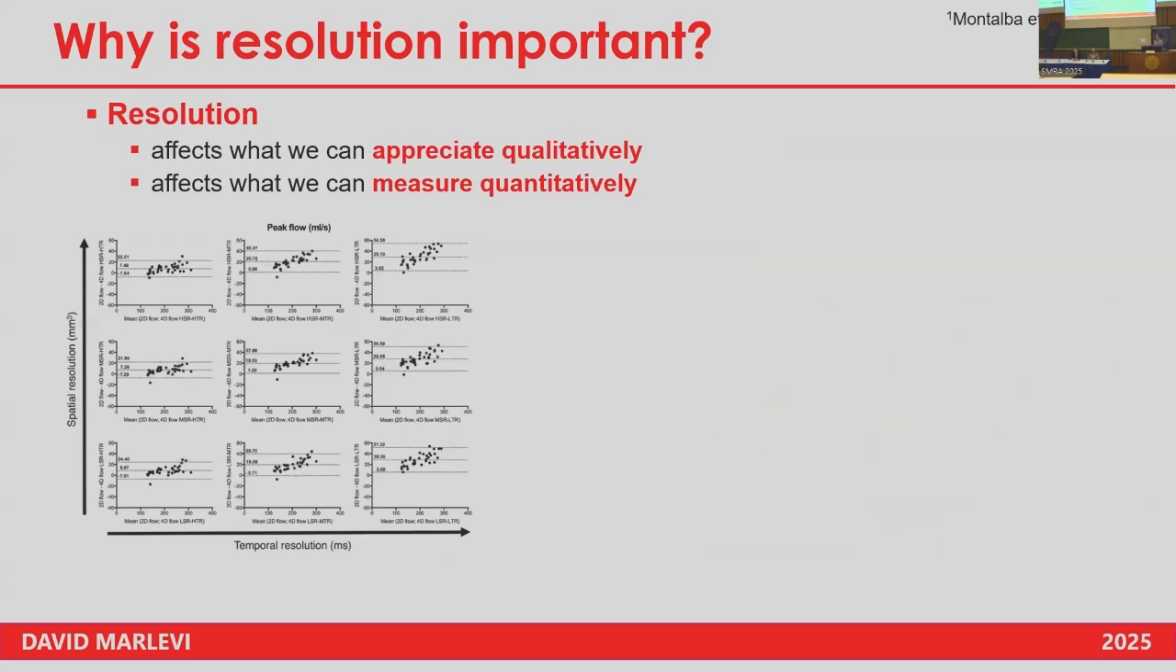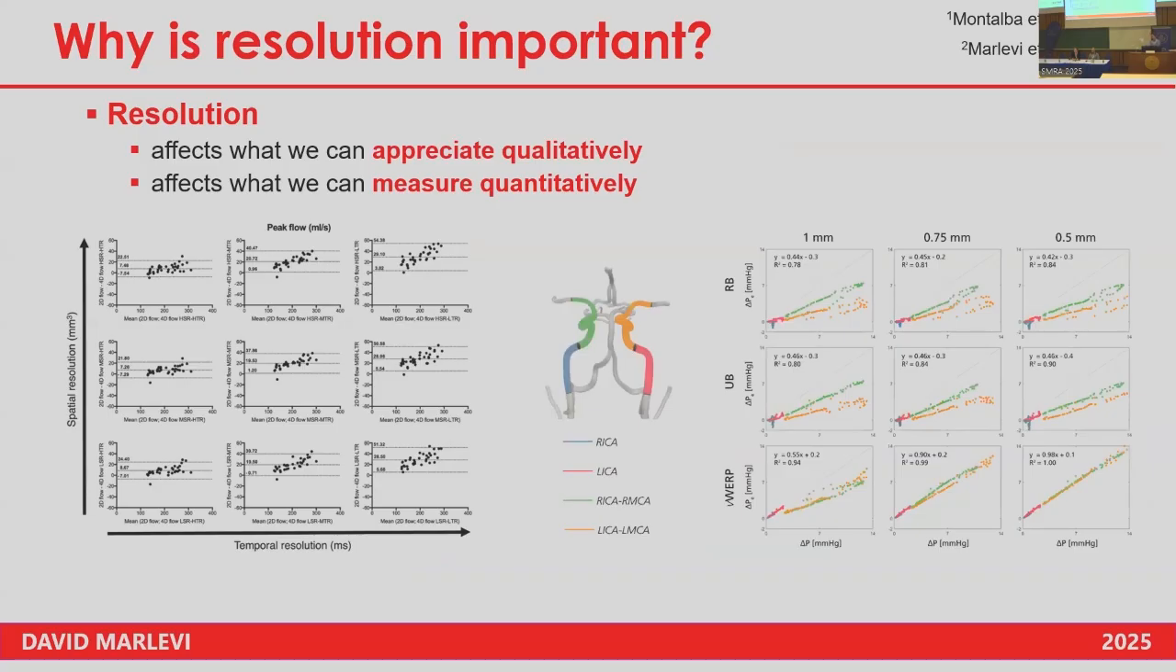This is one example from colleagues in Chile about how 2D versus 4D phase contrast imaging diverges as we decrease both spatial and temporal resolution. We've also done similar studies in intracranial vasculature where we see that estimations of intracranial pressure gradients from phase contrast data decrease in accuracy as we go to millimeter resolution as compared to sub-millimeter resolution. And these effects are actually exacerbated in complex disease, so we really want to increase resolution.